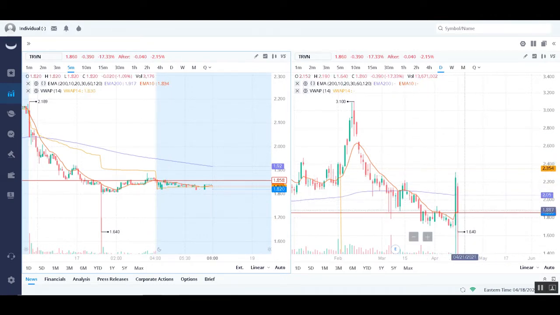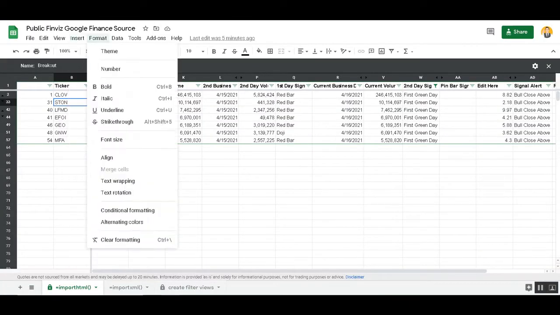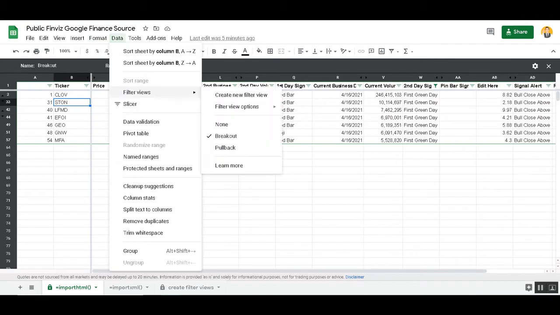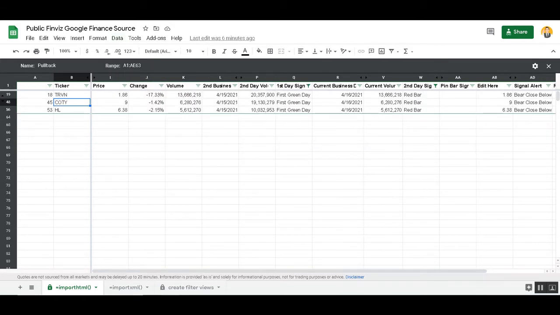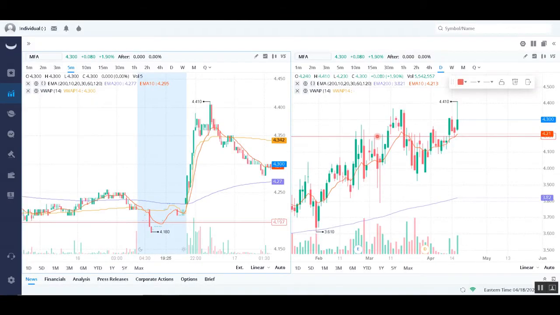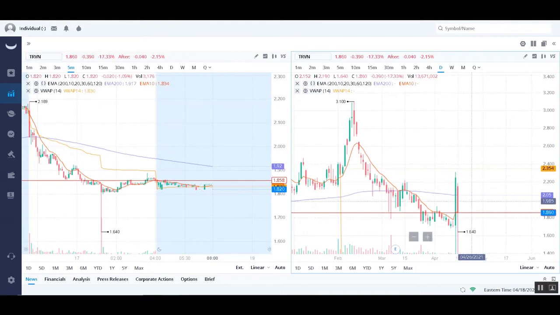So how do I take advantage of a pullback? This is where I've created another filtered view, so that I can buy value after a pullback. So as you can see, we have these three tickers here, but I already searched for one, which is TRVN.